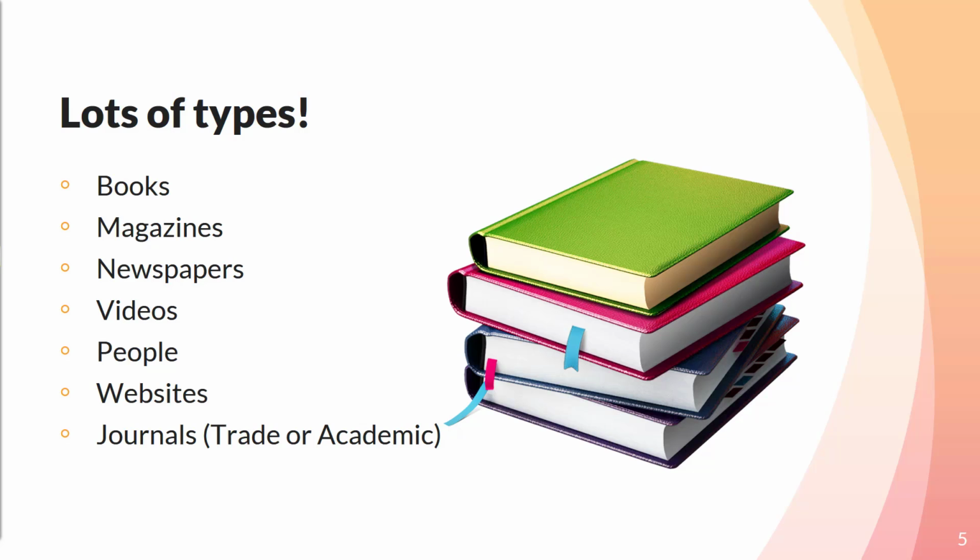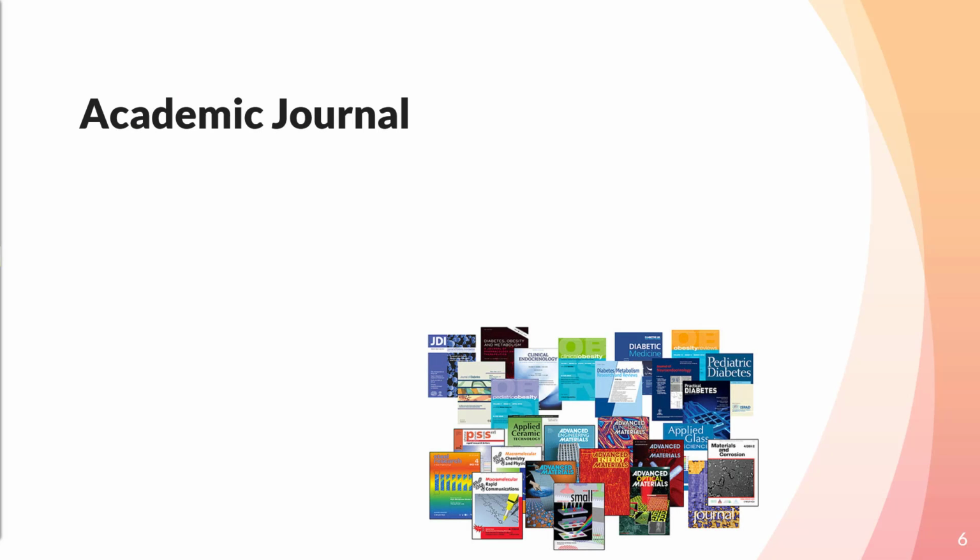There are two types: trade journals, which are publications for a particular industry like shipping, or academic journals, which are publications in a particular academic specialty like engineering or history. Here we're going to talk about the academic or scholarly journals, which include many scholarly articles in each publication. In a way, they can look very much like magazines, though usually they're less flashy, have fewer pictures, and often don't have glossy pages.